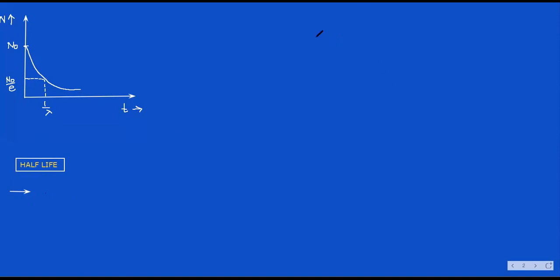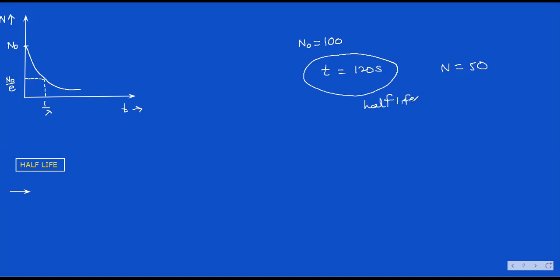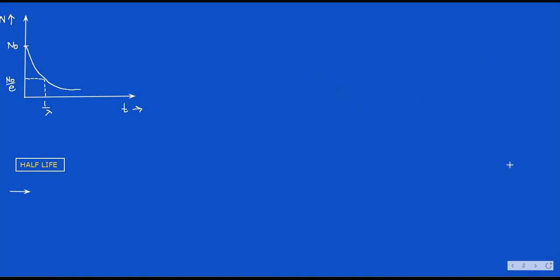Suppose, let us take one common example. Suppose I have 100 nuclei. Initial number is how much? 100. Now after some time, let us take 120 seconds. After 120 seconds, the number of nuclei becomes 50. So can I say that this 120 seconds is a half-life? Yes. Why? Because it is the time at which the number of nuclei becomes half of the original value, in simple language. So that is what half-life is.